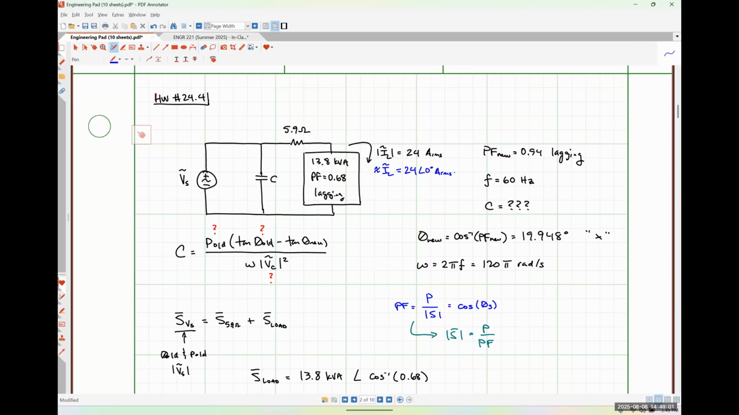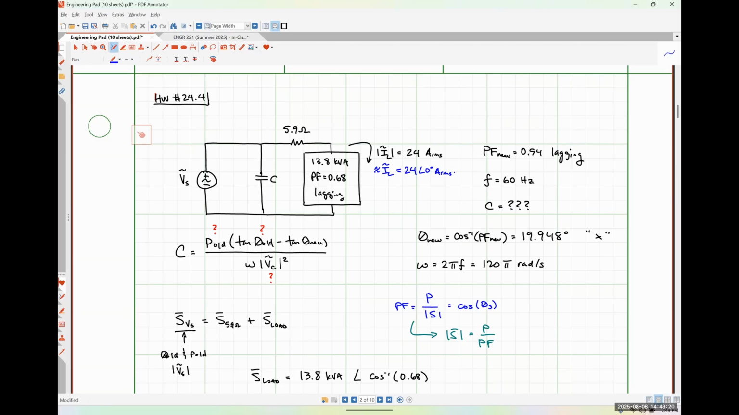And the reason why I can get away with making this assumption is because ultimately I'm really only interested in figuring out what the magnitude of the voltage drop is. So the phase angle isn't actually important to me. So that's really the only reason I can make this assumption.